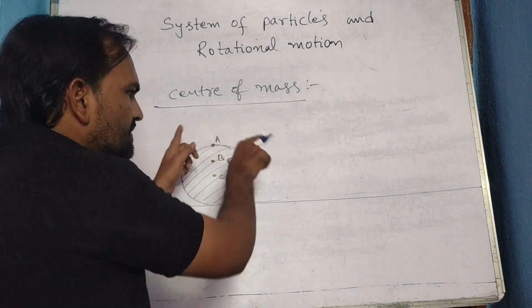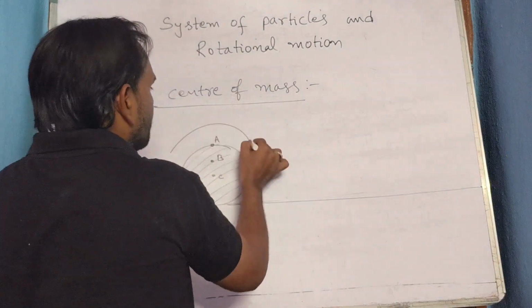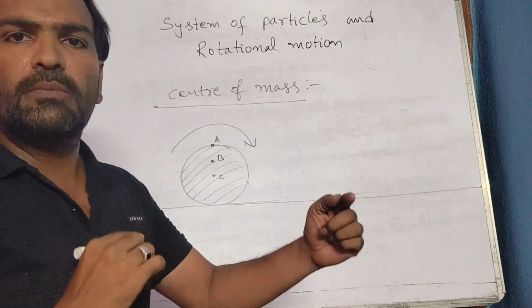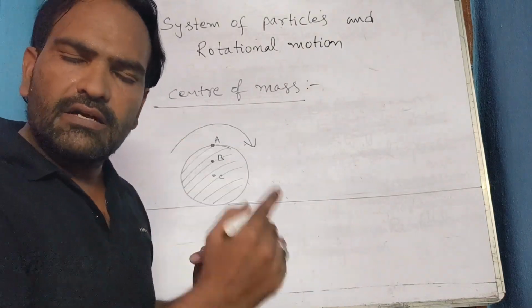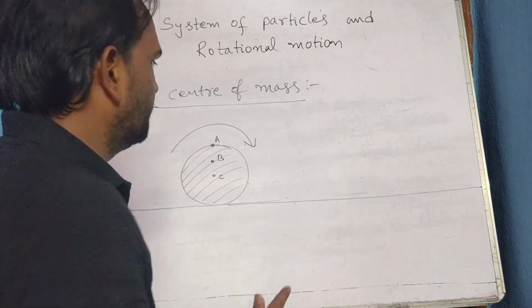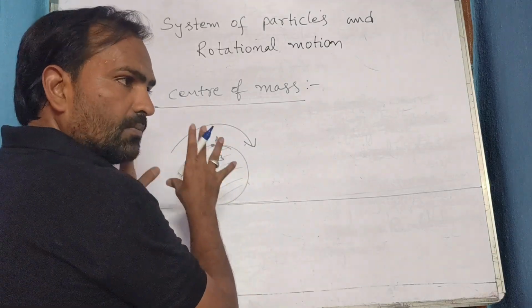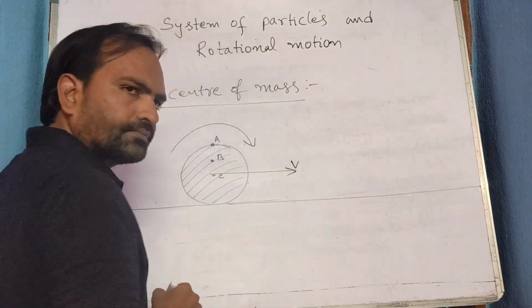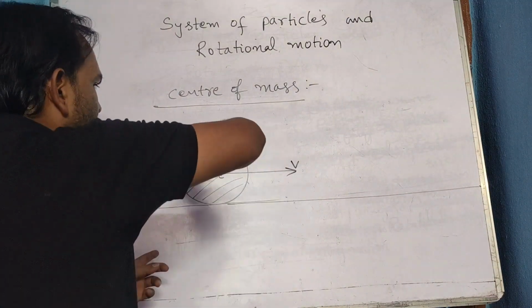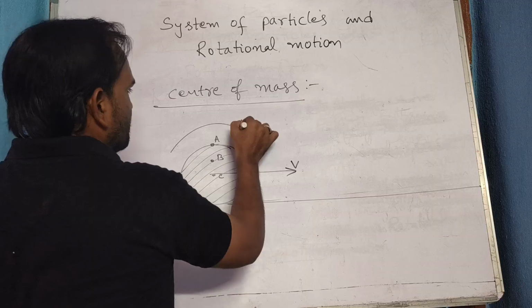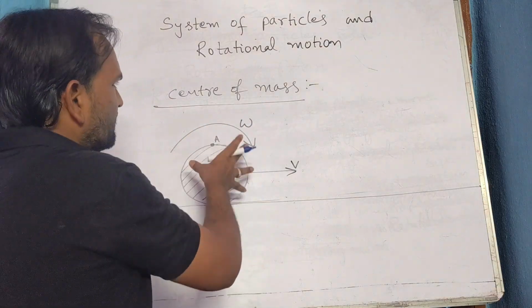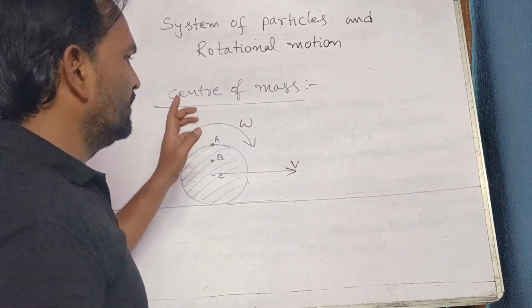When the body is rolling, that is when the body has both motions, translatory motion and rotatory motion. This disc or ball is moving in a straight line, that is a translatory motion. And it rotates with angular velocity omega. Both types of motion are in the body, that is a rolling motion.